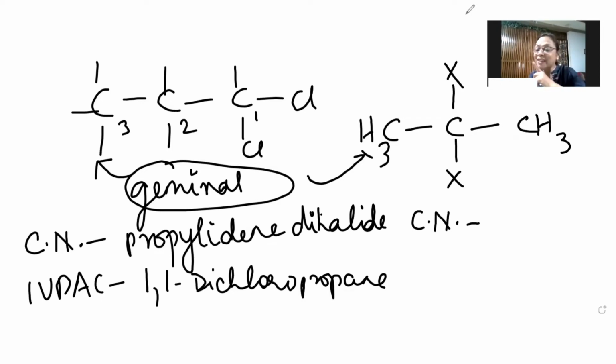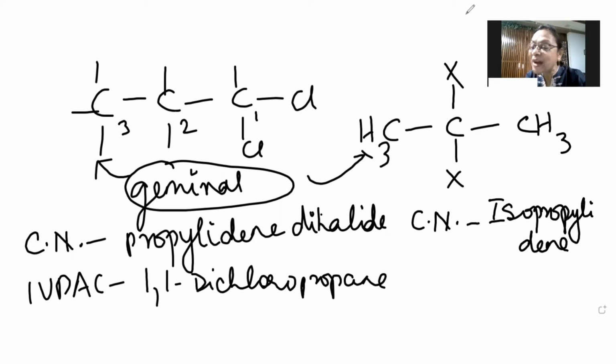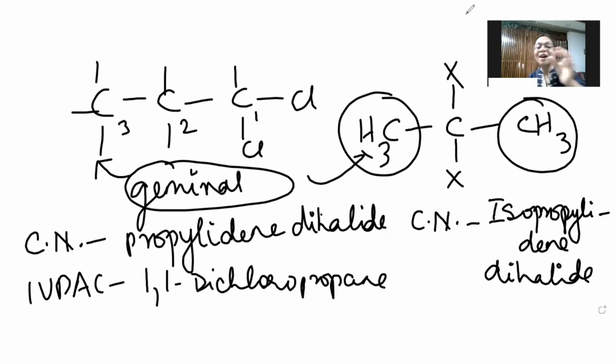Will the common name remain the same? Obviously, no. They had to change the common name because of this situation. So this compound would have a common name isopropylidene dihalide. It's one word. I hope you still remember your isopropyl group, a carbon containing 2 CH3. So that is the criteria. So this is isopropylidene dihalide.